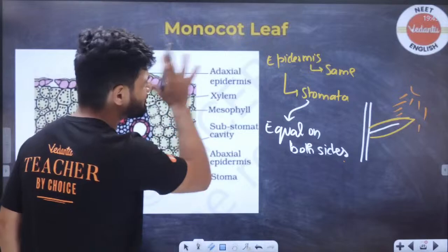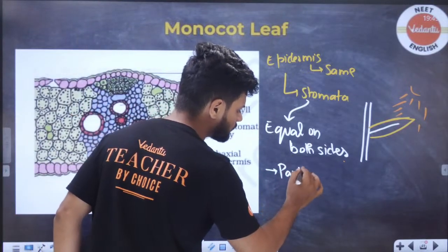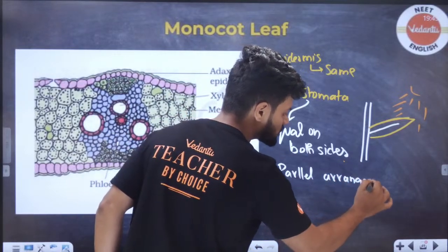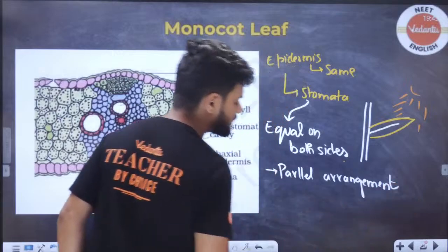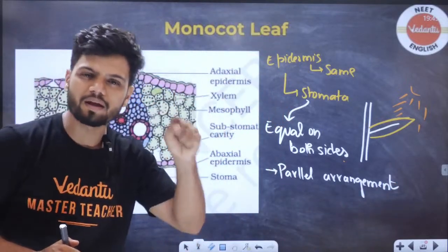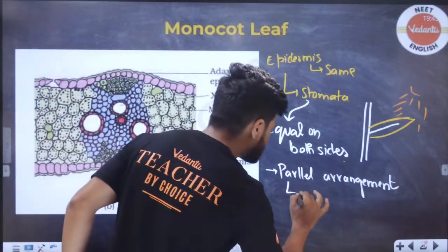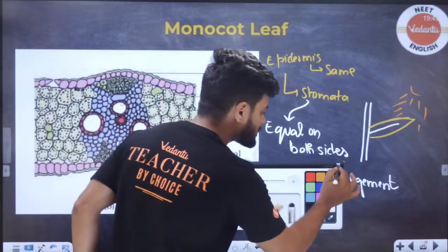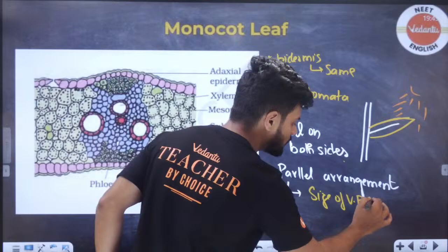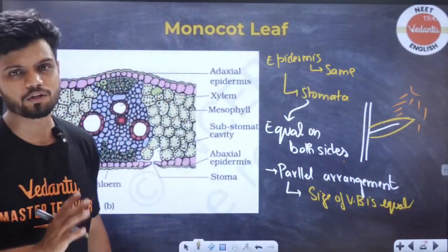Now since it is a monocot, I will have a parallel arrangement of veins. Yes, parallel arrangement will be here. Now if there is parallel arrangement, there is nothing called larger midrib, small vein, bigger vein, nothing like that. So usually, since it is parallel arrangement, the size of vascular bundles is generally equal, unlike your dicot.